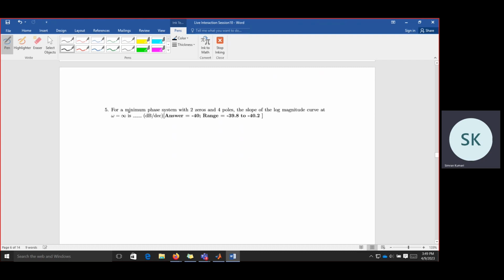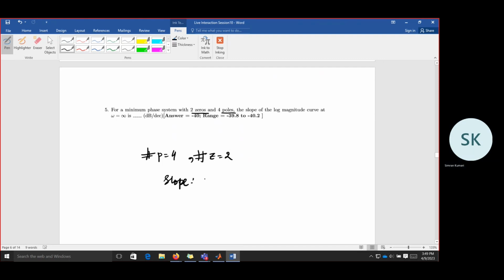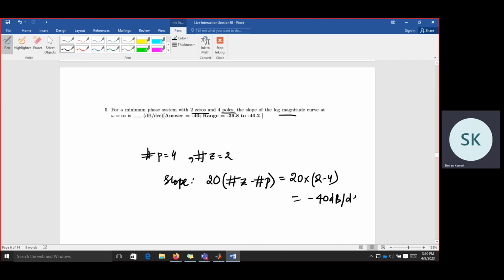Now it is saying that for a minimum phase system with 2 zeros and 4 poles, the number of poles is equal to 4 and the number of zeros is equal to 2. We need the slope of the log magnitude curve at omega equal to infinity. So at infinite frequency, the slope will simply be 20 dB per decade multiplied by number of zeros minus number of poles. So this is 20 into 2 minus 4, which is minus 40 dB per decade. This is what we know.